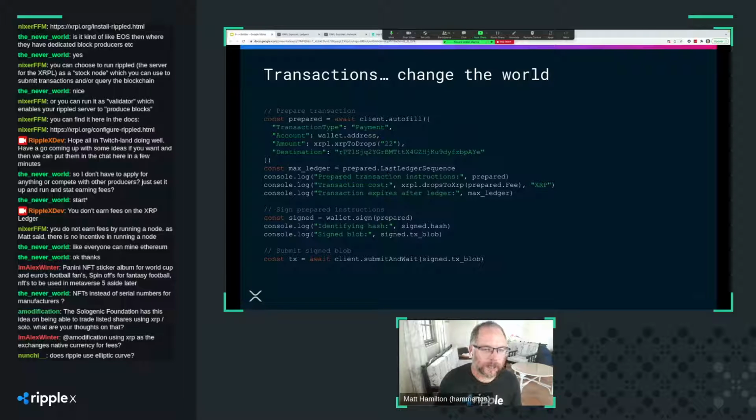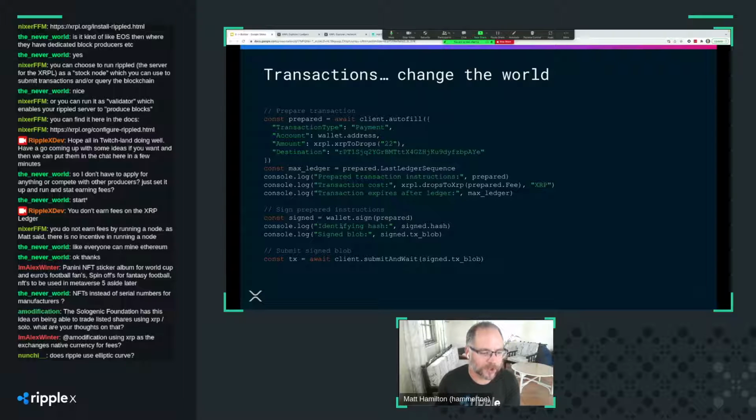We use this function here called autofill, and that fills in some of the bits and pieces that are fairly automatic, but we could go in and manually set those if we wanted to. But that sets in a lot of automatic bits like transaction fees and how long you want the transaction to last for if it doesn't go through immediately, what's called a last ledger sequence, for example. So we're just logging some stuff here.